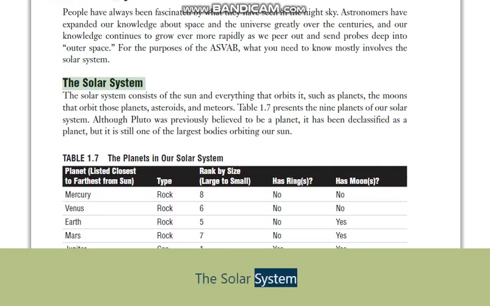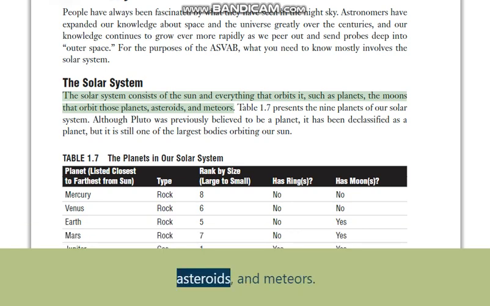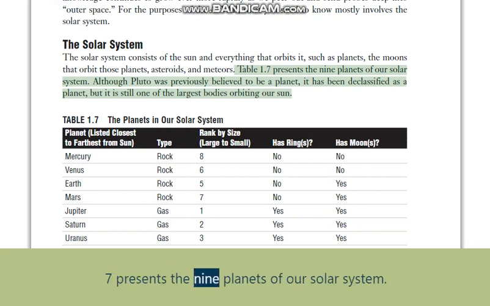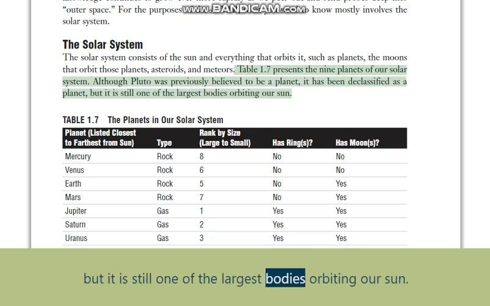The solar system. The solar system consists of the sun and everything that orbits it, such as planets, the moons that orbit those planets, asteroids, and meteors. Table 1.7 presents the 9 planets of our solar system. Although Pluto was previously believed to be a planet, it has been declassified as a planet, but it is still one of the largest bodies orbiting our sun.